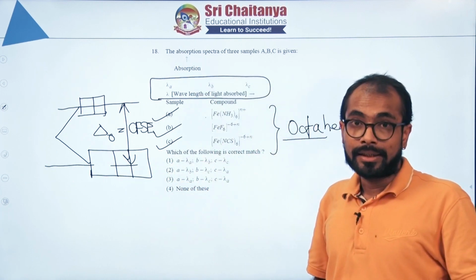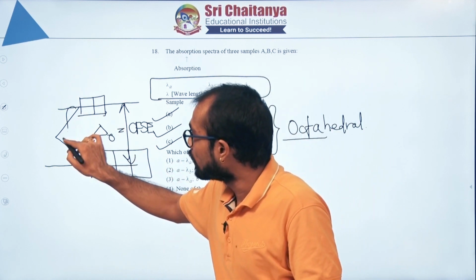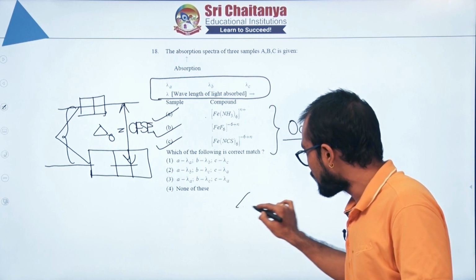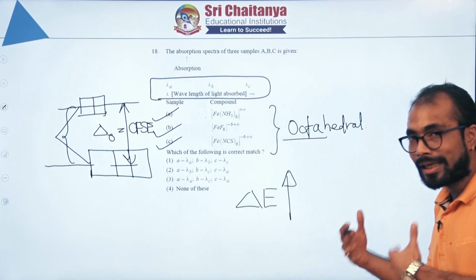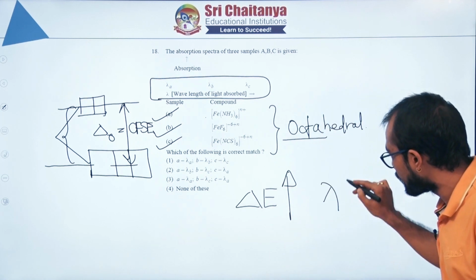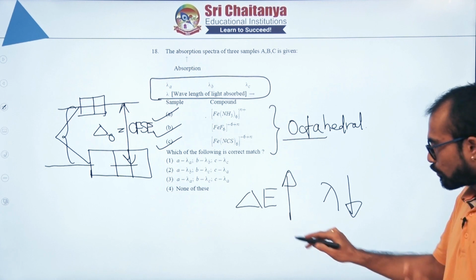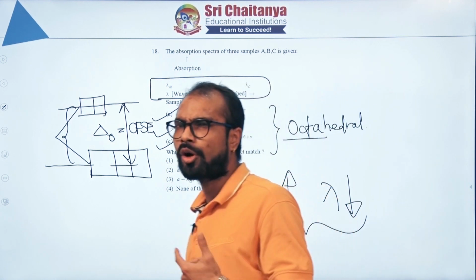Now, if this gap is more, the wavelength that will get absorbed will be less, because if the gap is more, that means this difference in the energy, this delta E is more, and if delta E is more, the wavelength that needs to be absorbed has to be less. So, this is what we are going to use. Now, this is more when the ligand is a strong field ligand.